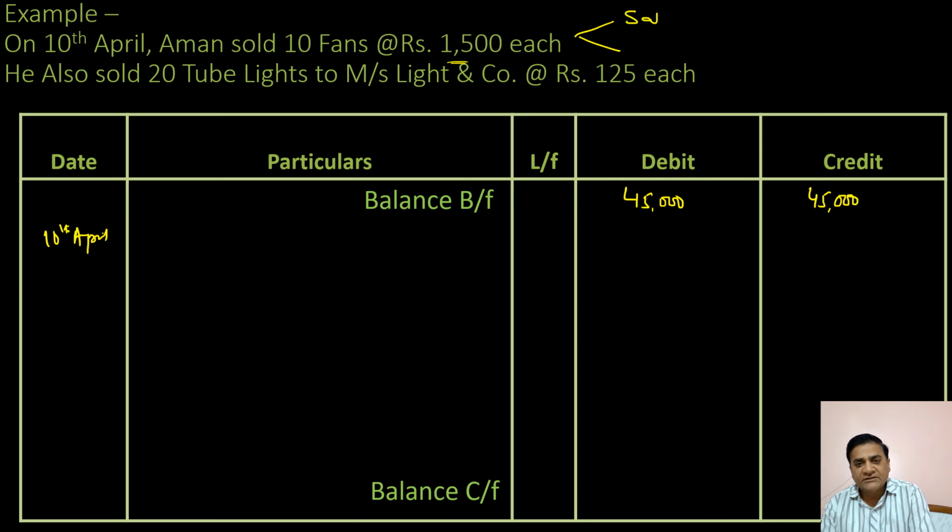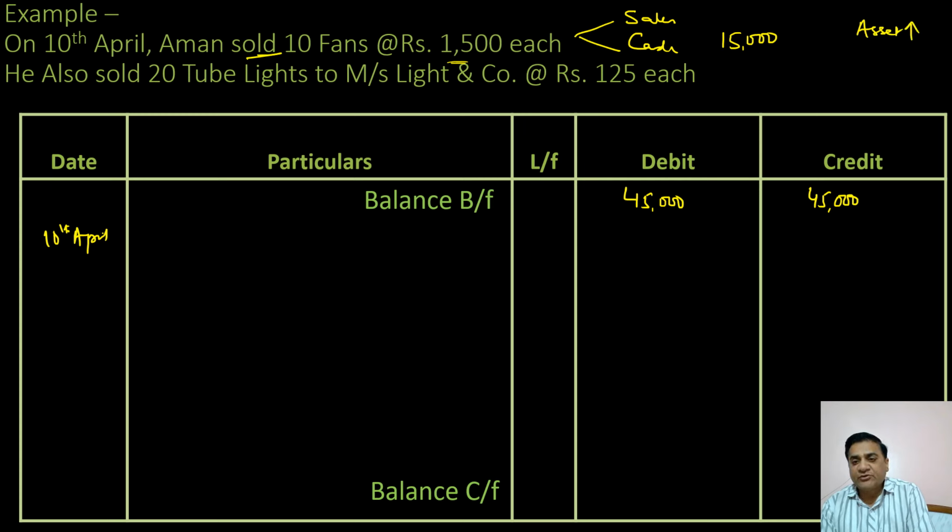One would be the sales account. The other one would be cash account. The same logic would be applicable here. When there is no mention of the name, it would be assumed that this is a cash transaction. So selling 10 fans for 1500 each, which means 15,000 would be the amount. Now whenever we sell that, cash comes into the business or my asset goes up.